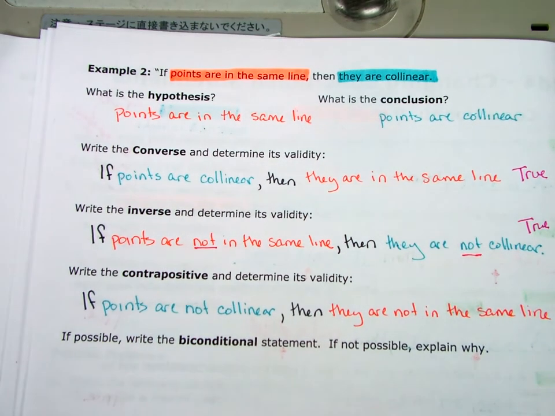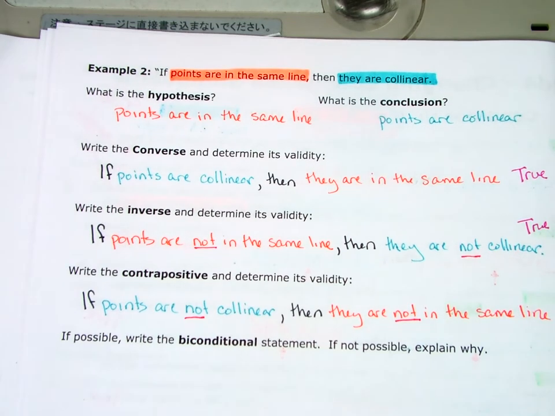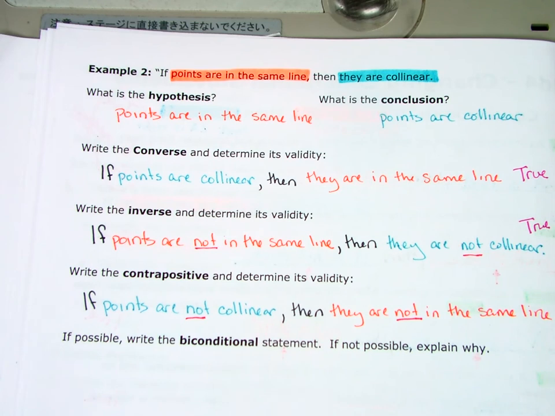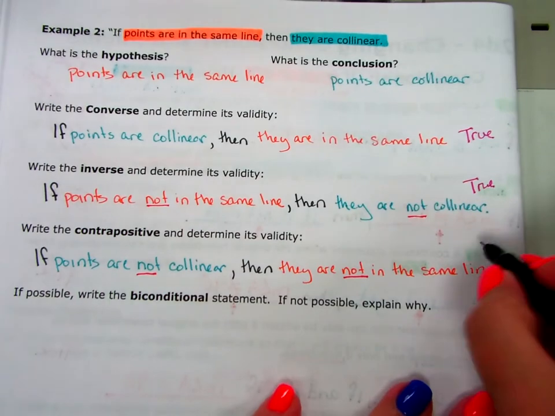And if you want, you can underline your nots so you don't forget you did put them there. Read it out loud to make sure they're in the right spot, so you're not saying they not are in the same line or they are in the same not line. You'd be surprised how I see this. True or false? True.